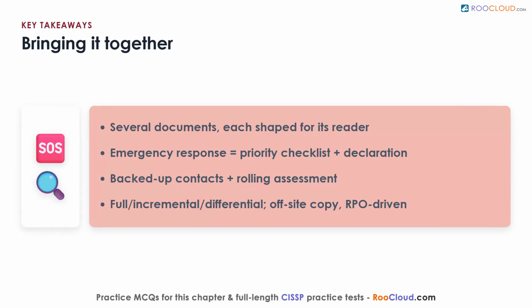A good plan is really several documents, each shaped for the reader who needs it. Emergency response is a priority ordered checklist that includes the formal disaster declaration. A backed up contact list and rolling assessment keep the response organized. Full, incremental, and differential backups trade creation time against restore time, and storage strategy demands an off-site copy driven by your recovery point objective. Write it down, order it by priority, and store it where a disaster cannot reach both copies at once.